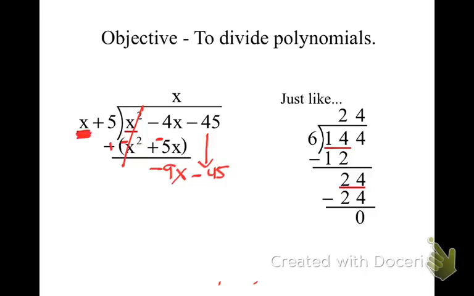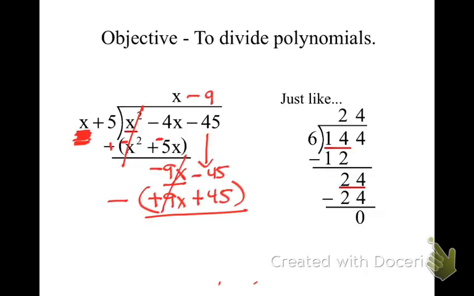Now what? X times what equals negative 9x? Negative 9. And so I'm doing negative 9 times x is what? And negative 9 times positive 5 is? Good. But then we have to subtract the whole darn thing. That becomes a positive. That becomes a positive. These are additive inverses. And I'm left with 0. So the solution is x minus 9, or the quotient. Questions there?